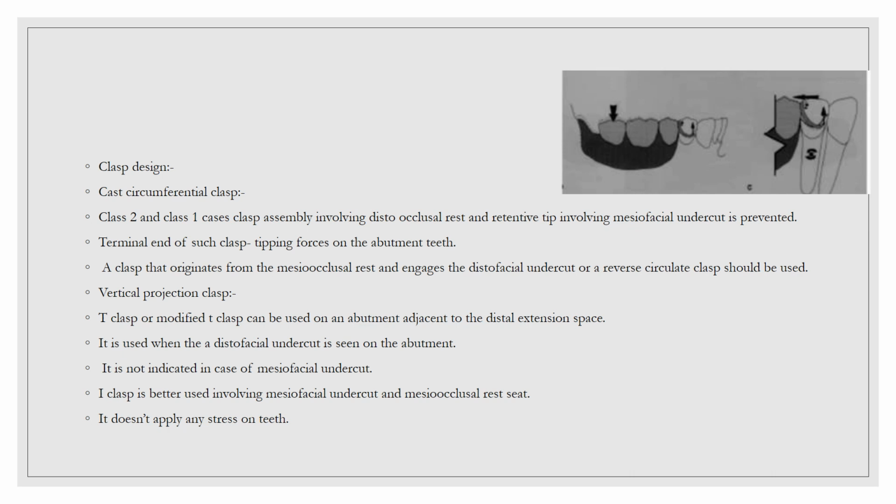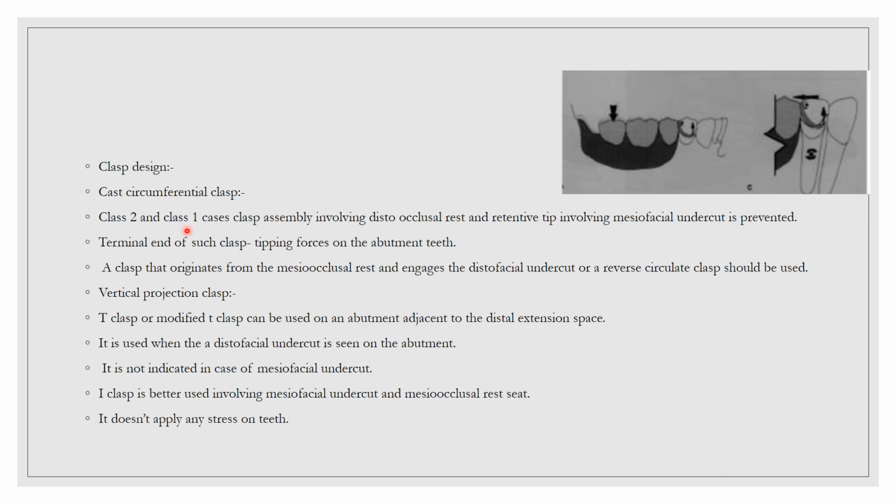All right, coming to the clasp design, guys. We will see a cast circumferential clasp, and here you can see the circumferential clasp. Or a T clasp or a vertical projection clasp. That's the I bar. So class 2 and class 1 clasp assembly involving disto-occlusal rest and retentive tip involving mesiofacial undercut is prevented. Terminal end of such clasp tipping forces on the abutment teeth. So, if you do not prevent this, they will cause tipping of the forces on the abutment teeth.